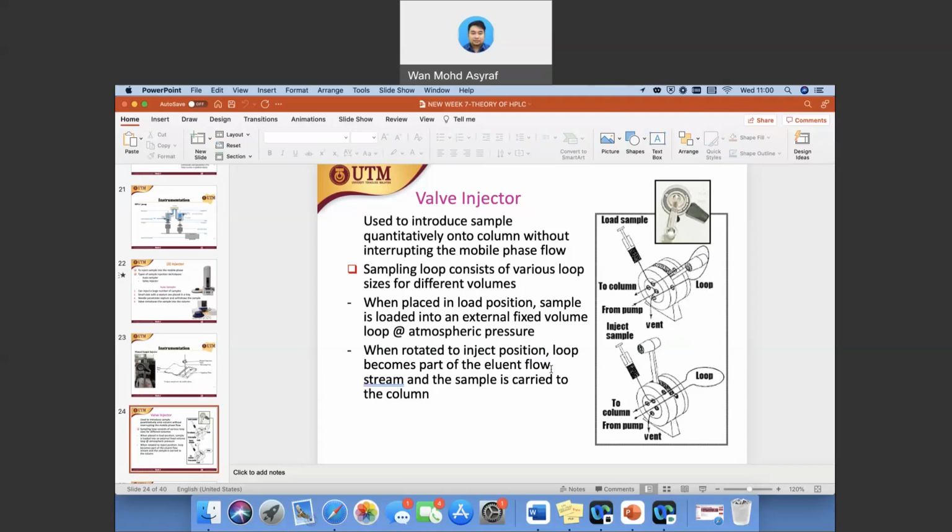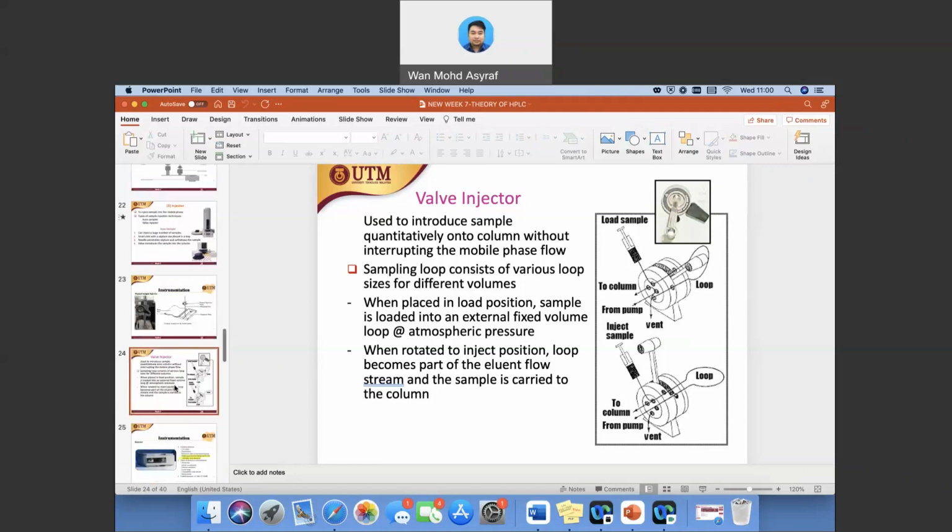All right. So there are load position and inject position. When you place it in load position, the sample is loaded into the external fixed volume loop, as I mentioned. Okay. When rotated into the inject position, the loop becomes a part of the eluent flow stream, which will mix with the mobile phase and then carry into the column. All right.